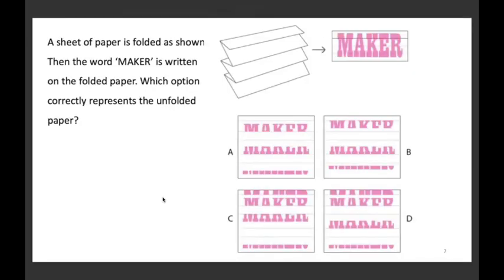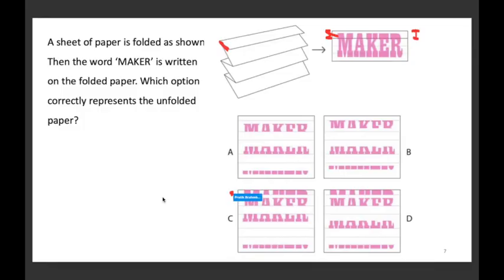A sheet of paper is folded as shown in the image. Then the word "maker", like how we see here, is written. Which option correctly represents the unfolded paper? Okay. When you unfold this paper, this part will go on the back side of the paper, this much part which comes here, which means that part is not going to be visible. So the option where that part is visible is a wrong answer.